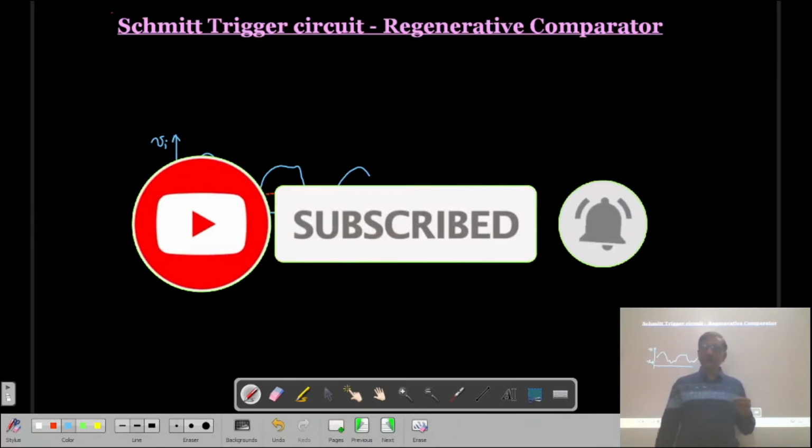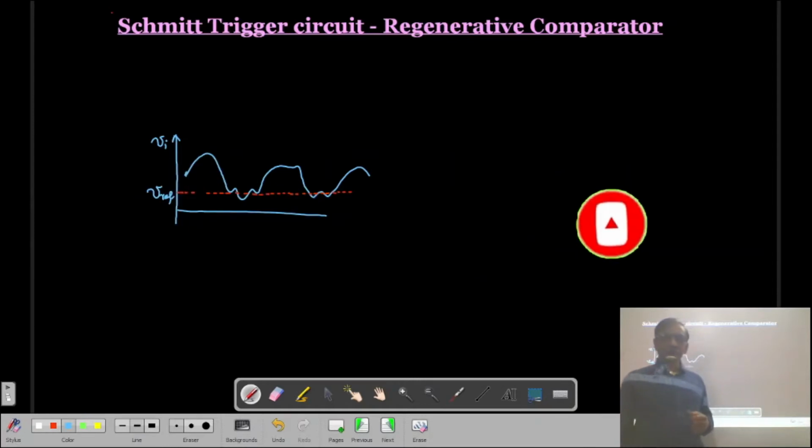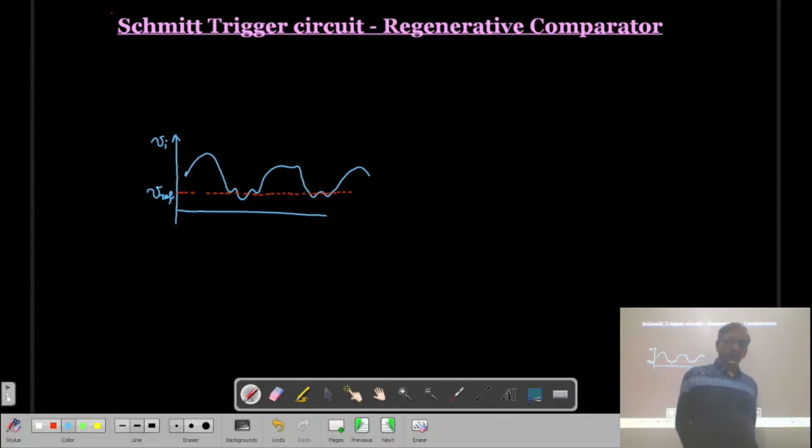So if we apply a small signal at the input, then the output of the op-amp will be in saturation. Either it will be in plus V saturation or in minus V saturation. Now, if my input signal is noisy, then due to this noise, you will get a kind of false triggering in the output of the comparator.